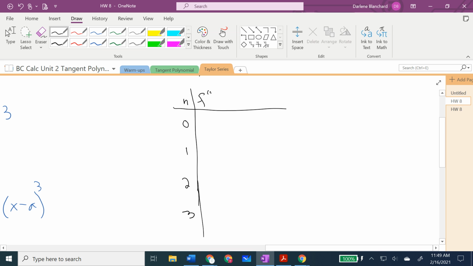Then you're going to write the nth derivative of the function, because you're going to have to sit there and take the derivatives. You may want to simplify it. It's up to you. And then you need to take that derivative order and plug in the center.